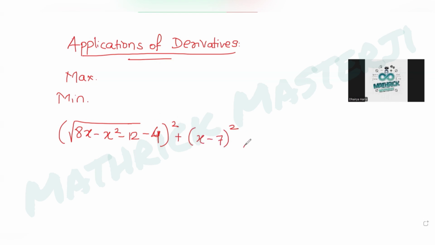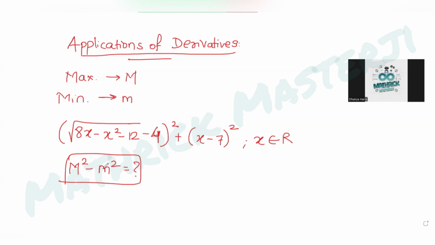for this entire function where x belongs to all the real numbers, be capital M for the maximum value and small m for the minimum value respectively. The question is asking us to find the answer for capital M square minus small m square. So that is the question asked to us. Let's see how to find the answer.